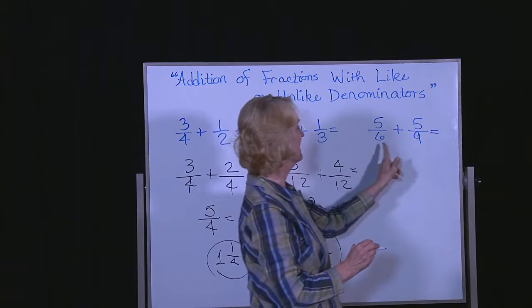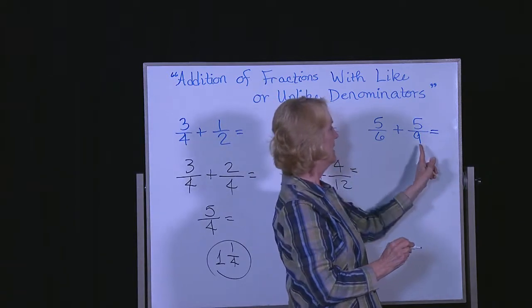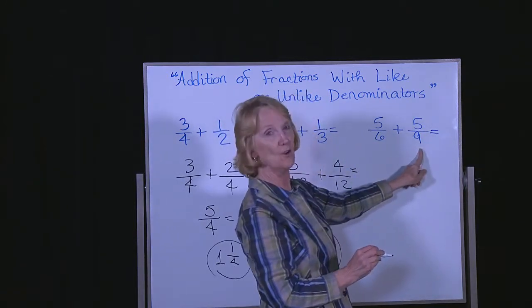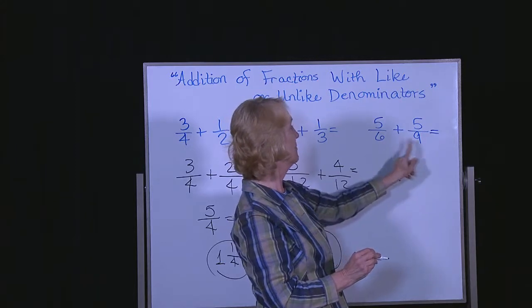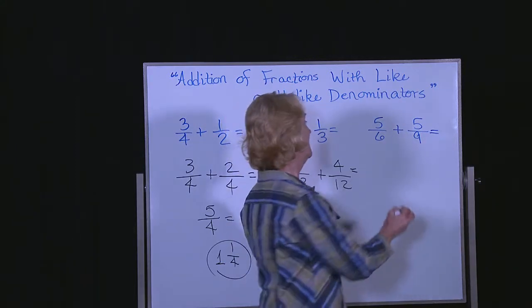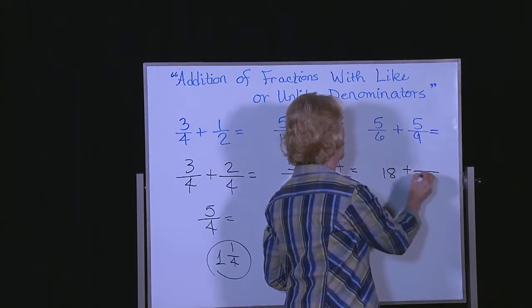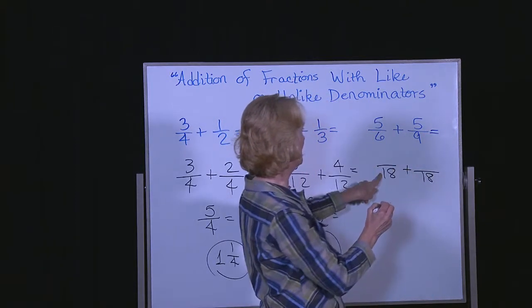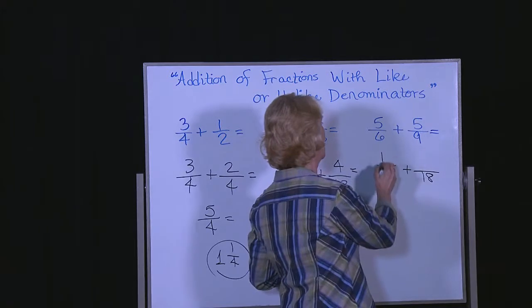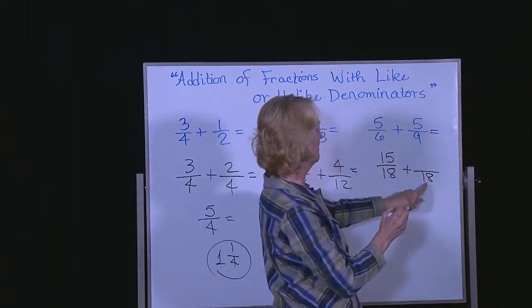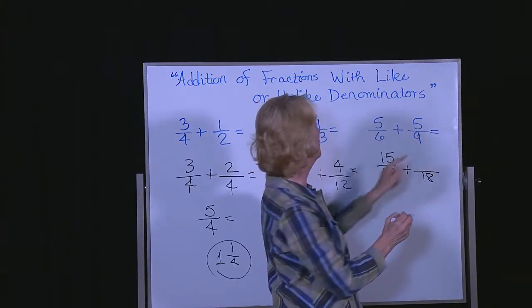Next one, 6 and 9. Can they both go into 9? No. Double this to 18. Can they both go into 18? Yes. So that can become your lowest common denominator. 6 times 3, so 5 times 3. 9 times 2, so 5 times 2.